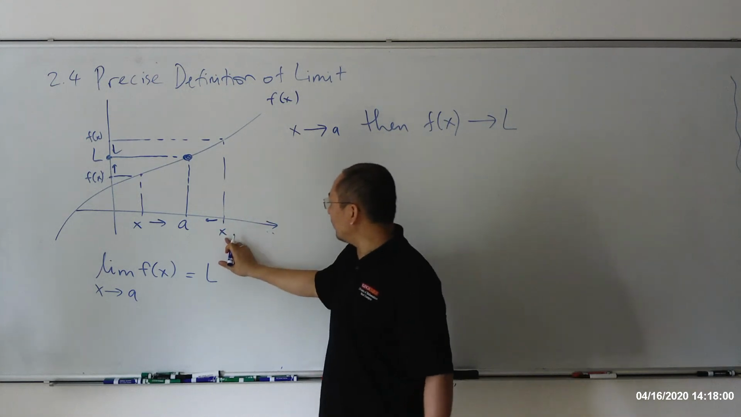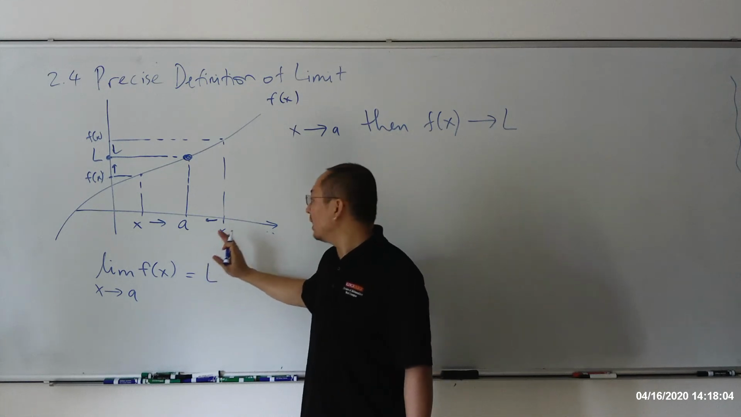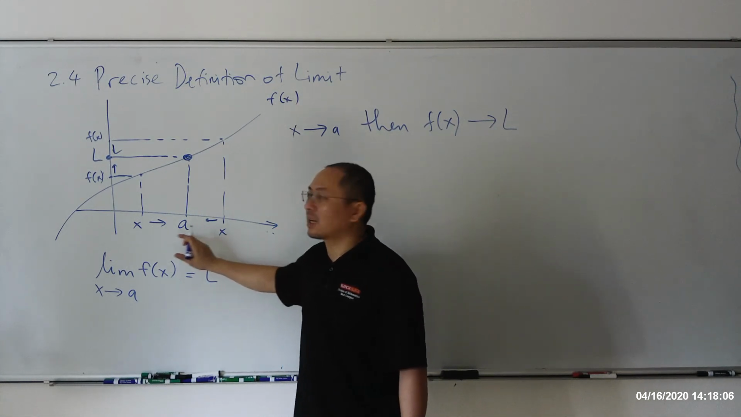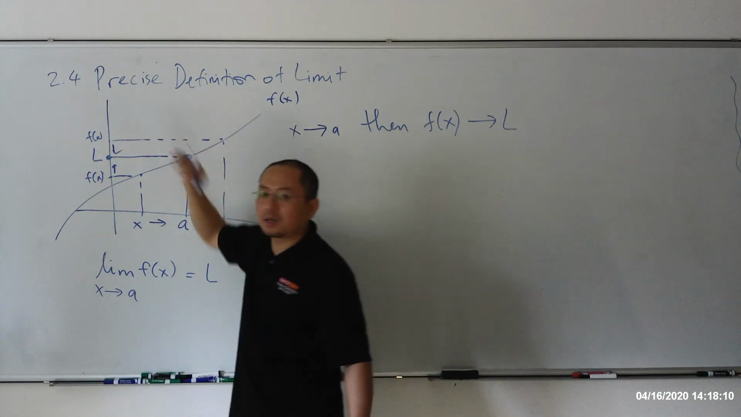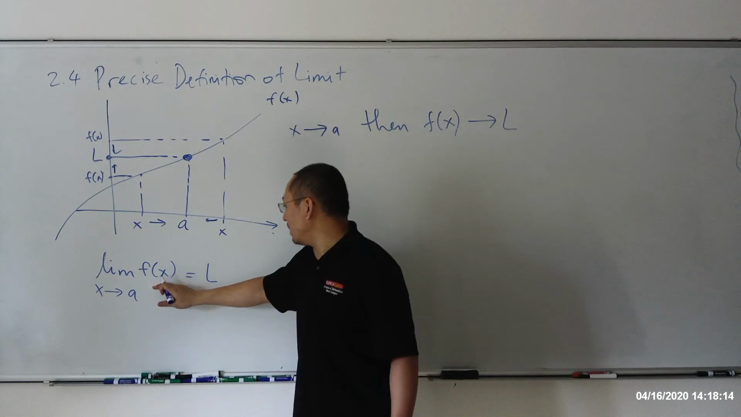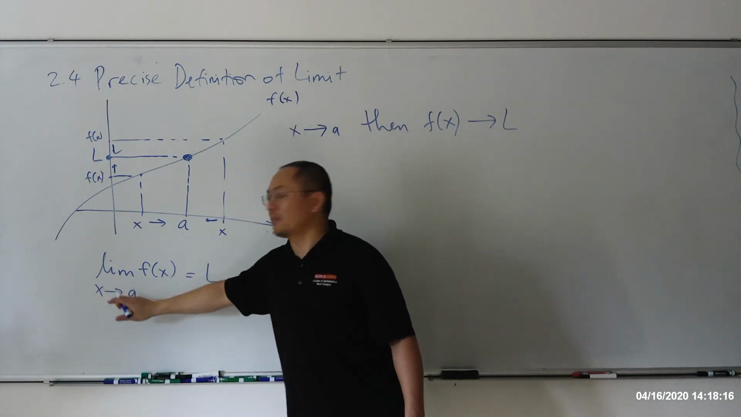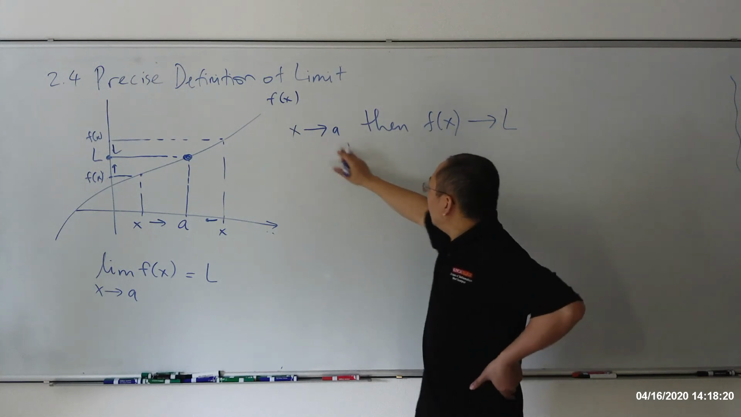See, with the value of x close to A, I never say that x equals A. I'm saying that x is getting close to A in terms of real numbers. The value of f of x is gonna be close to L, and that is what we're trying to say. The limit of the function f of x approaches L when x approaches A.